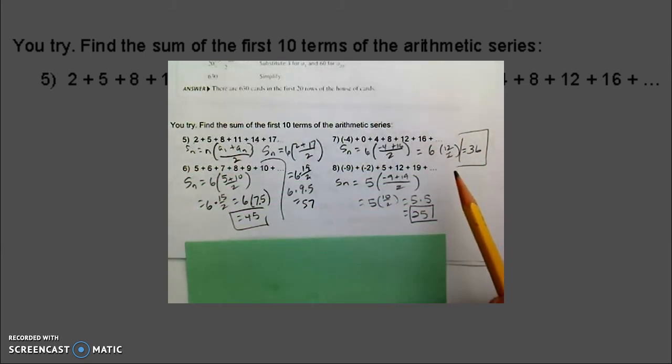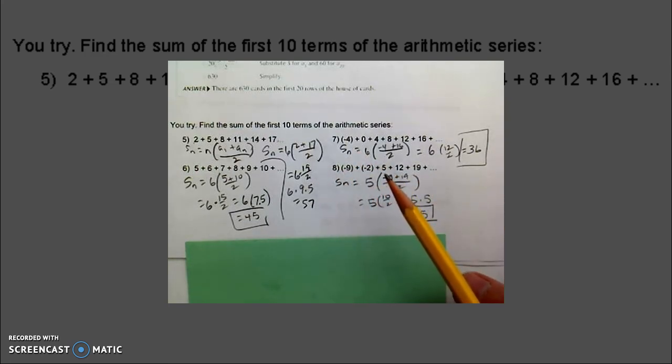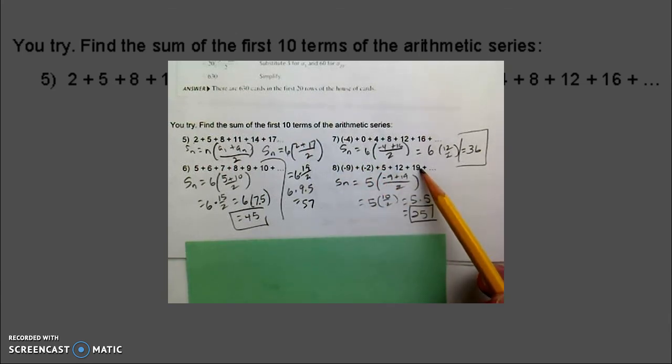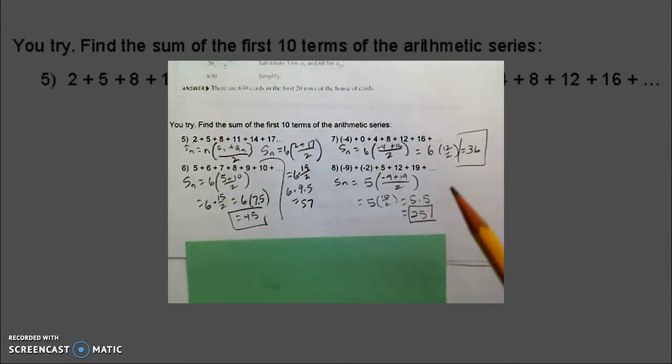Number 6 also a 6-term sequence. So 6 times average of the first and last. 5 plus 10 is 15 divided by 2. That's 7.5. So 6 times 7.5 gives us 45. Number 8, careful here, they only gave us the first 5 terms. So each of the previous contained 6. So you have to keep on your toes a bit. 5 times average of the first and the last, -9 and 19, that's +10, divided by 2. 5 times 5 is going to give us 25.